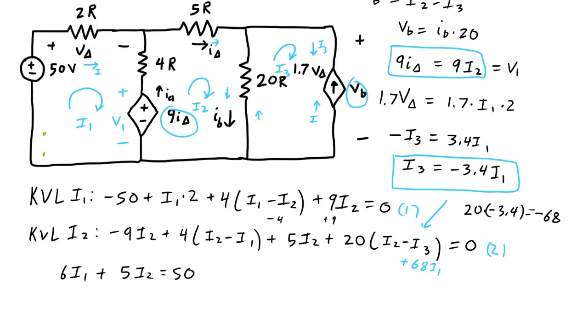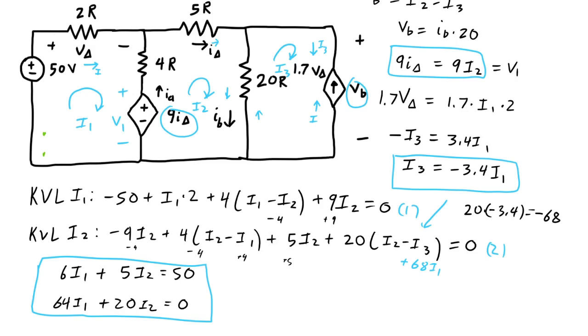And do the same thing over here. So 68 minus 4, that's 64I1 minus 9 plus 4 plus 5, so that's 0, and then 20I2, so plus 20I2. There's no constants over here, that's all equals 0. Okay, so now we have a set of equations.